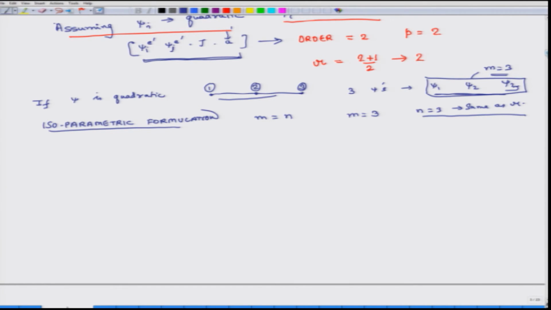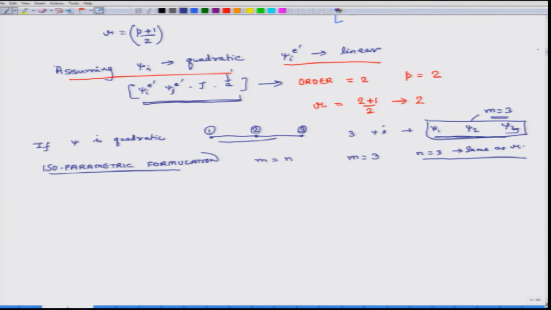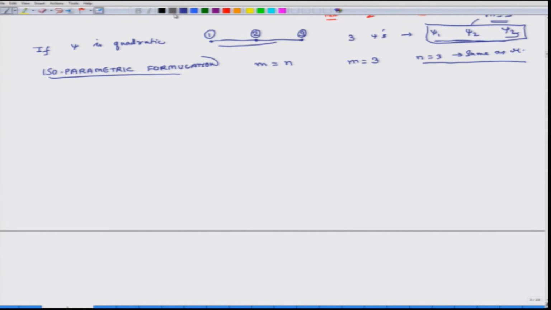What is the minimum number of quadrature points required? This should actually be r min. So, the minimum number of quadrature points is 2. If I use 3 quadrature points, I will be fine. The formulation will be isoparametric and answers will be accurate. If I use r equal to 2, will I get accurate answers? I will get accurate answers, but the formulation will not be called isoparametric. So, that is what we will do.